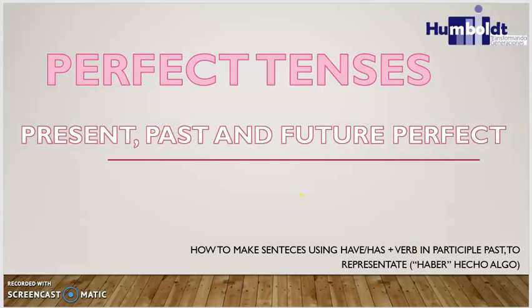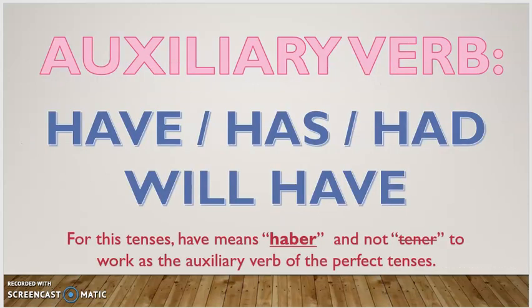So let's get started. The first part that we're going to analyze is the auxiliary verb. Okay, the auxiliary verb that we have in these three topics are different. In the first part, we have have and has that are the auxiliaries of the present perfect. Also, we have had. Had is the auxiliary of the past perfect. And finally, we have will have. Okay, will have is the auxiliary for future perfect.